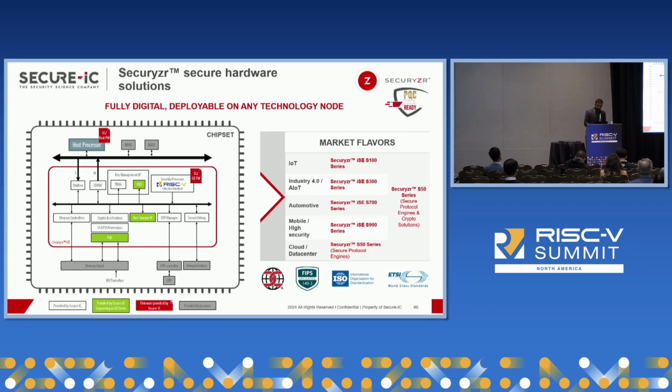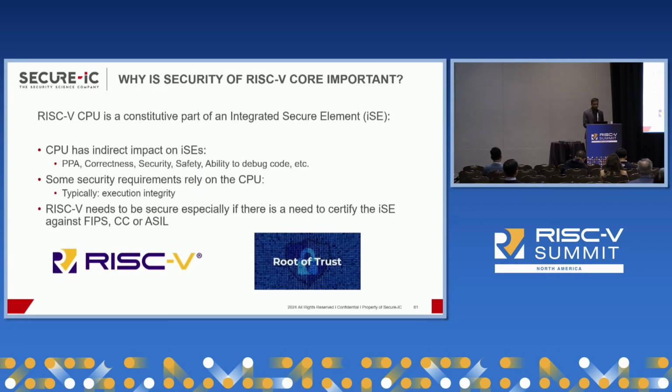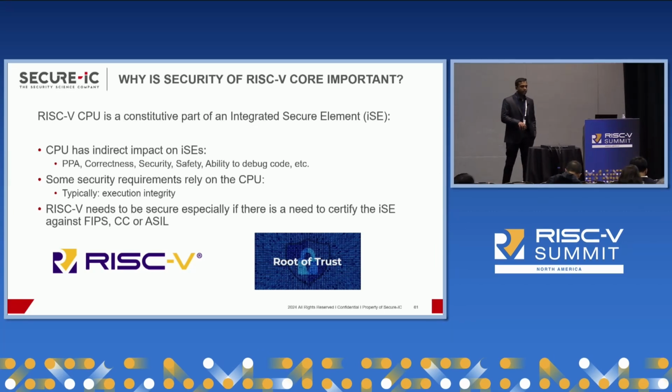So, having said that, the question is, why do we need security in the RISC-V core? Why is this important or relevant? Simply because it's part of the root of trust subsystem, right? It has a lot of direct impact on the integrated secure element in terms of PPA, in terms of the size, the performance, in terms of whether it's behaving correctly or not. You want the RISC-V to perform what it's supposed to perform, right, and not malfunction.